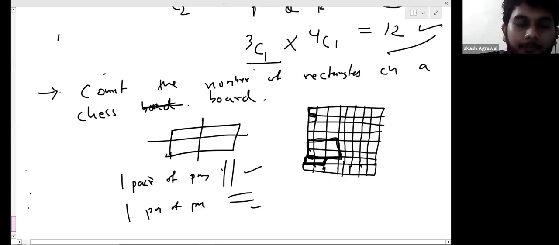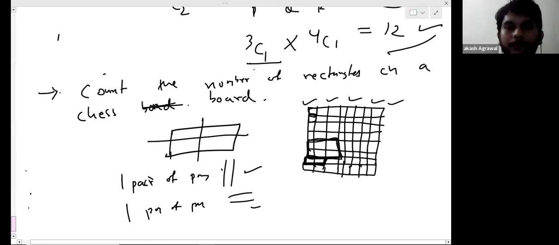Yes or no? Yes. How many lines do we have in horizontal? 8. Count again. 10. 9. We have to make 8 boxes. For 8 boxes, 9 lines, right? 1, 2, 3, 4, 5, 6, 7, 8, 9.